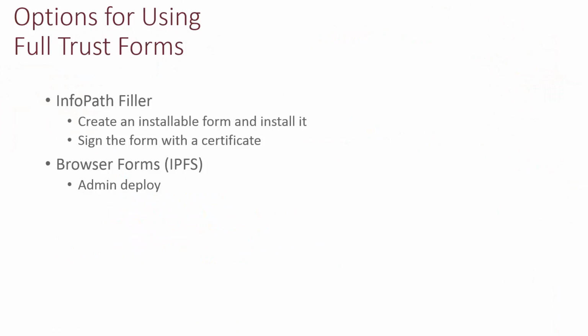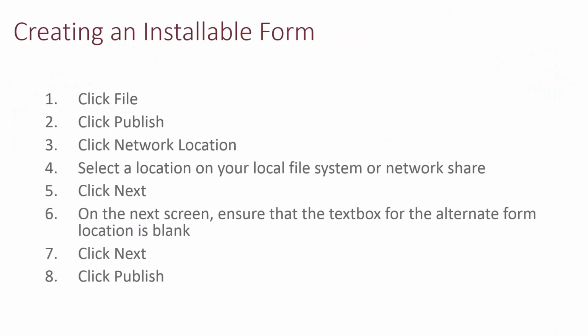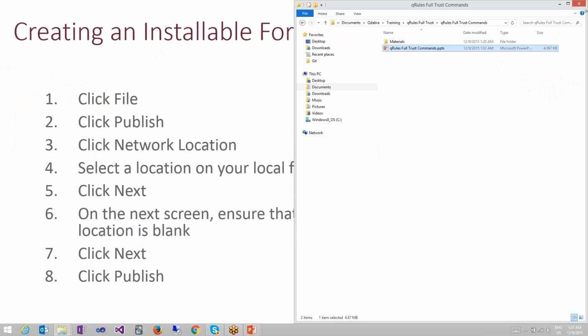And if you're working with browser forms in SharePoint, the way to use a full trust form is to admin deploy it. That doesn't require installing or a certificate, but it does require you to go into central admin and deploy the form there. So how do you create an installable form? Well, there really isn't much to this, and I'll demo it right now.